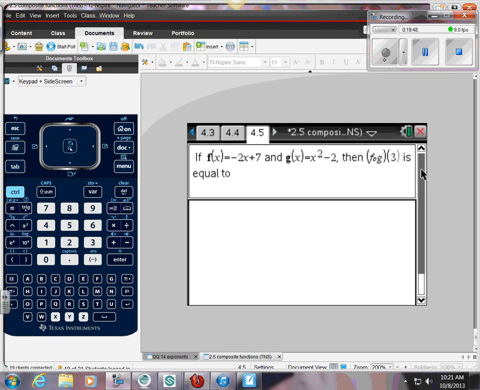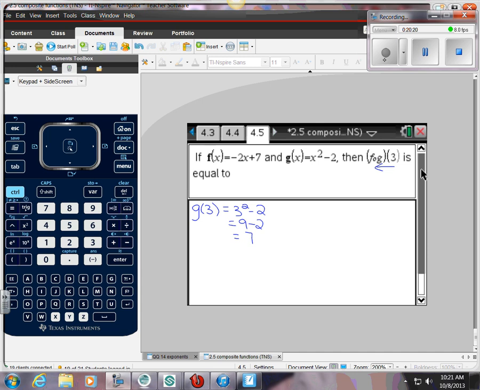Okay, so f of g of 3, right? We're moving right to left. What are we finding first? G of 3. Moving right to left. G of 3 first. G of x is x squared minus 2, so I'm going to have 3 squared minus 2, or 9 minus 2, which gives me 7. Do a method 1. We're moving right to left, which means we have to find g of 3 first. Okay?